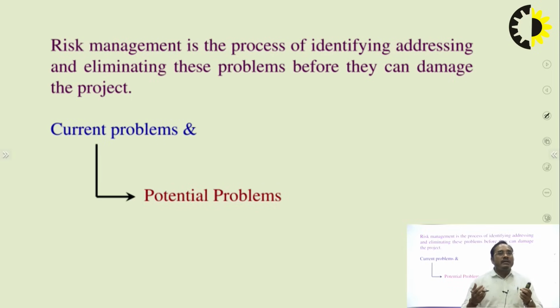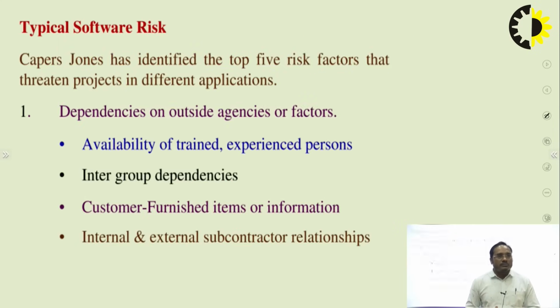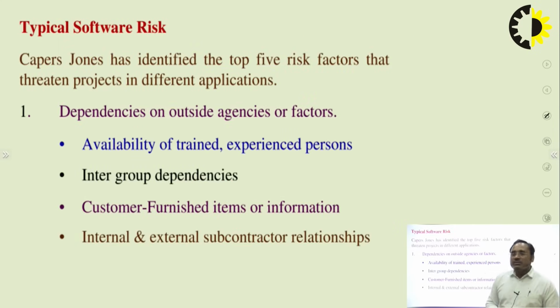Maybe it will create problems in the teamwork. So definitely you will identify such types of problems. Typical software risk may be divided into 5 categories. The first category is the dependencies on outside agencies or factors. Some outside agencies are also creating a type of risk. It may be divided into some important points.